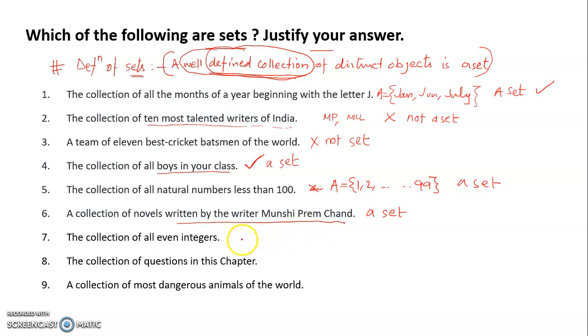The collection of all even integers, we are pretty much sure it is going to be ±2, ±4, and so on. So it is going to be a set, pretty much defined. The collection of questions in this chapter: if there are 10 questions in the chapter or 20 questions in this chapter, it is a very well defined statement. So this collection becomes a set. The collection of most dangerous elements of the world, and all of you will reach the conclusion that this is not a set because it can vary from person to person. For me, some animals may be dangerous. For someone else, those elements may not be dangerous. So what I am saying is that the main focus to solve this question is: what is a well-defined collection.